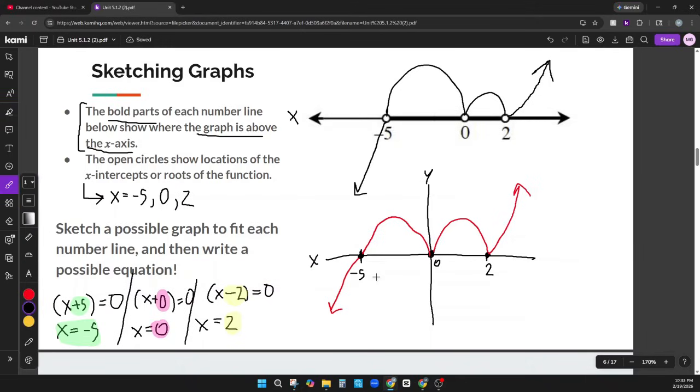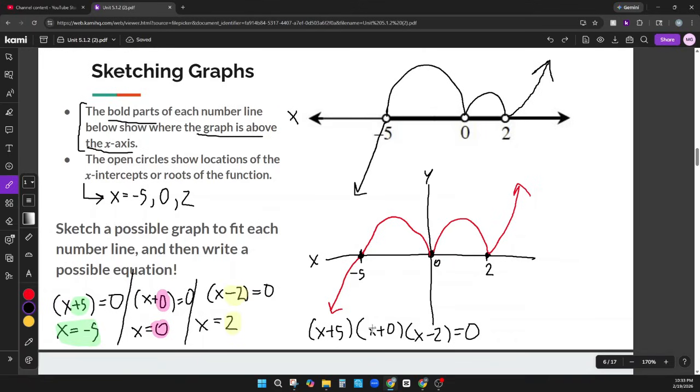And joining those all together, our possible equation is going to be 0 is equal to, let's start the other way, x plus 5 times x plus 0 times x minus 2 is equal to 0. We're taking each of our parentheses and putting them all together because we're not trying to make 3 separate equations. We're trying to make one polynomial, one equation that we could use to get all these different solutions.